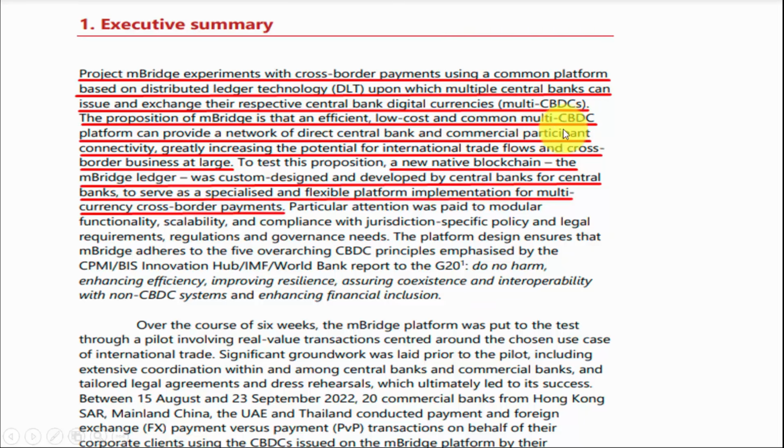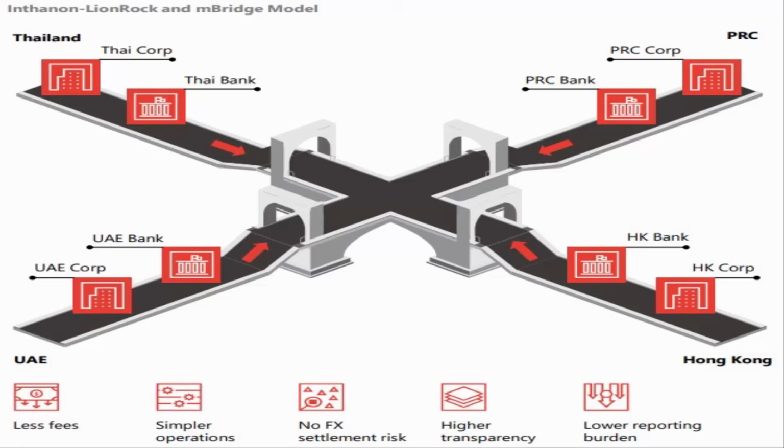And they call Project mBridge a common multi-CBDC platform. In other words, it's a platform that can handle and issue multiple CBDCs from different central banks. So it's a network that's working directly with central banks as well as commercial banks, who participate within mBridge and connect to it. And this also increases international flows when it comes to cross-border payments.